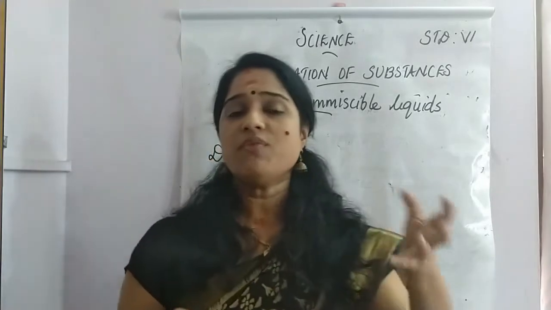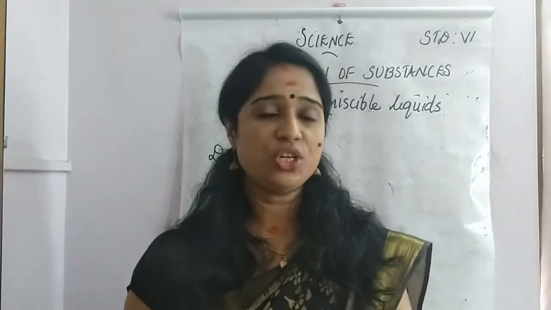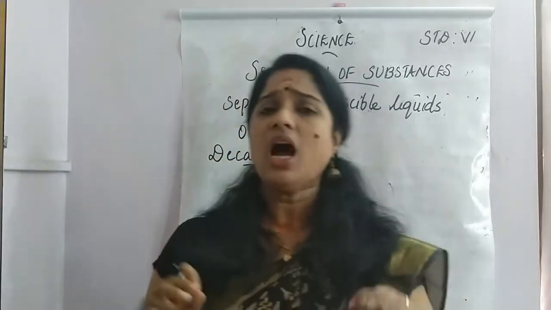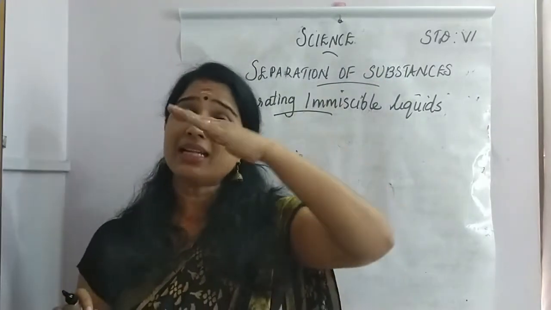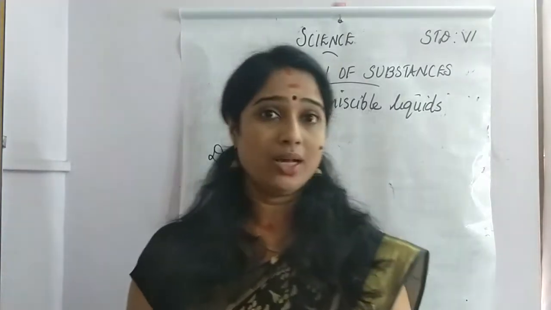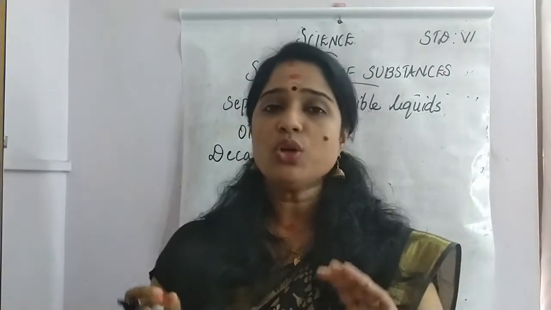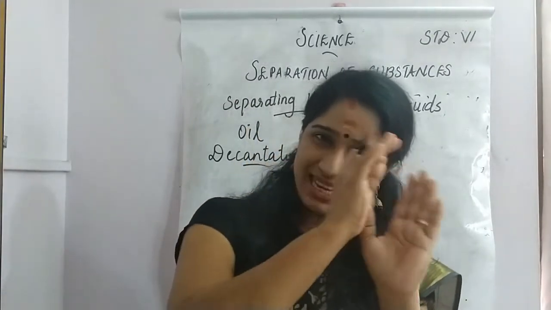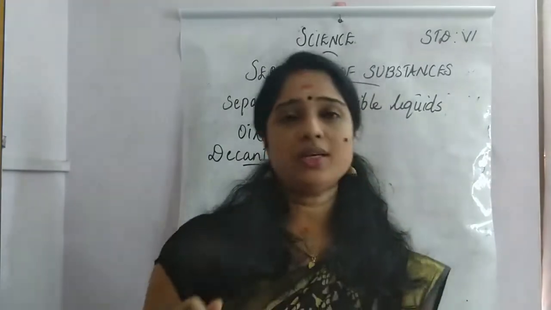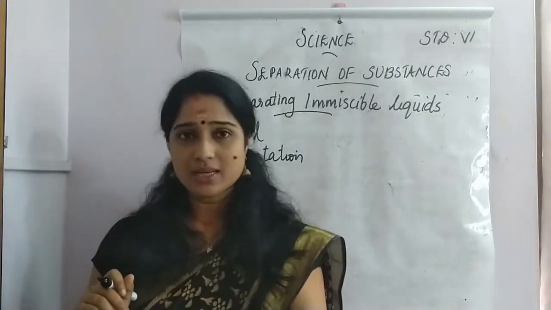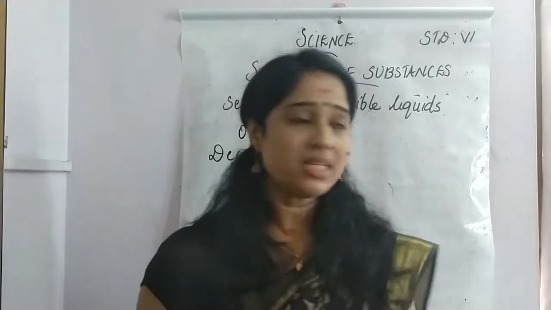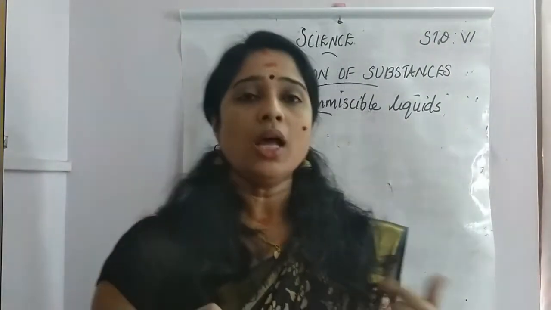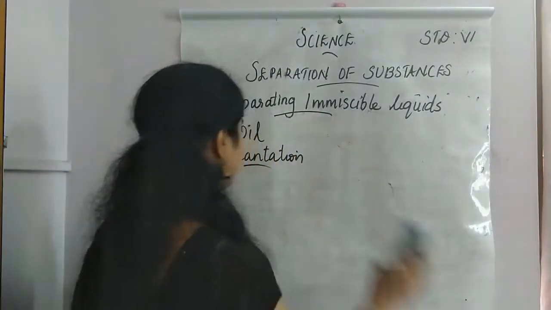So when we add two or three teaspoons of oil into the glass of water, even though we stir continuously, after some time you can see that the oil floats on the water. Without disturbing the water, you can just decant or pour off that water very slowly into another glass. This is the method of separating what? Immiscible liquids.